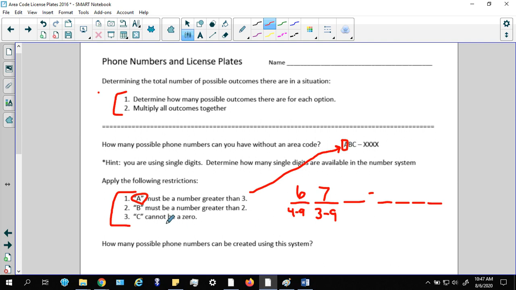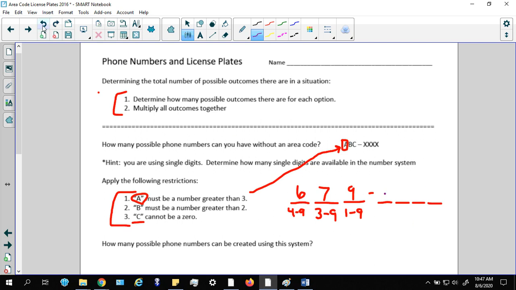That's right. Now, C cannot be a 0. C is the third number. It cannot be a 0, so it can be a 1 all the way to a 9. So when you do the math, you get a total of 9 possibilities: 1, 2, 3, 4, 5, 6, 7, 8, 9. Yeah, that's 9.